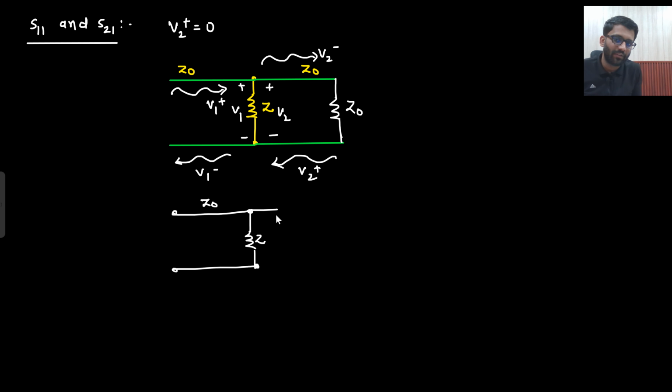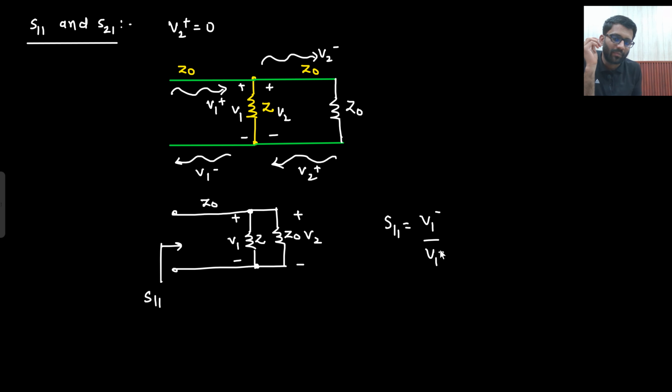Now this transmission line will be replaced with Z naught impedance, because input impedance will be Z naught, right? Because the load is matched and this impedance is also Z naught, so the input impedance will also be Z naught, and this potential will be equal to V2 and this potential was equal to V1. So here, first I am going to find S11. What is your S11? S11 is simply V1 minus divided by V1 plus.